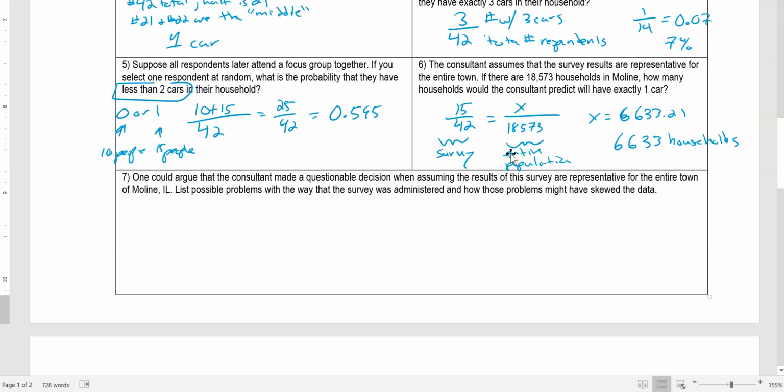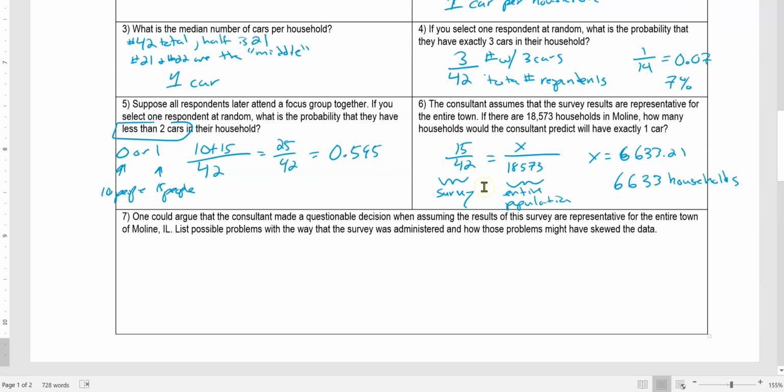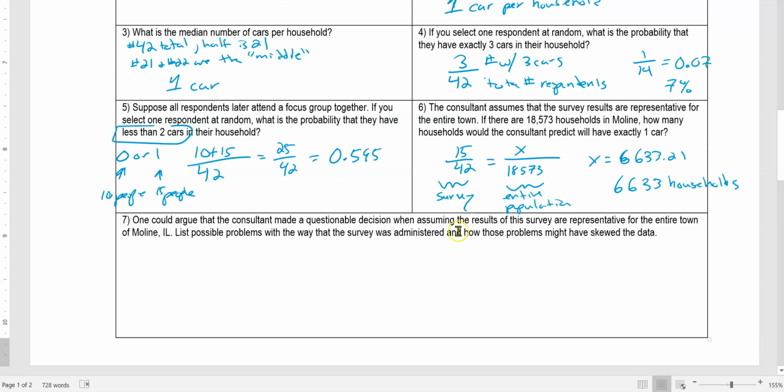Number 7, one could argue that the consultant made a questionable decision when assuming the results of this survey are representative of the whole town. I mean, think about the results here, right? There's 18,000 people in this town, and we only got 42 people to respond. So our sample size is not big enough. So sample size, which is the 42, is not large enough.